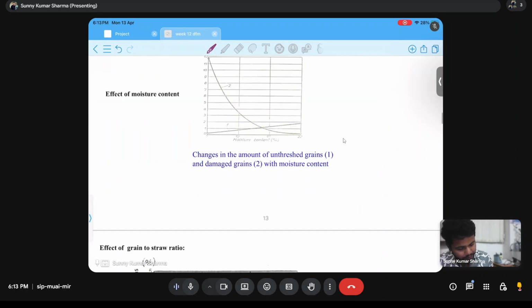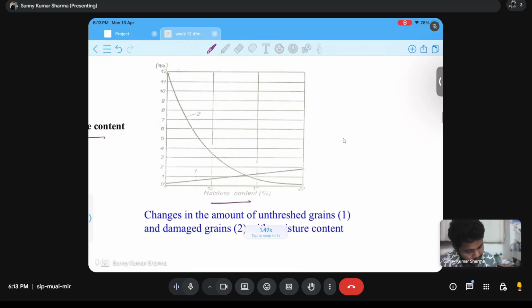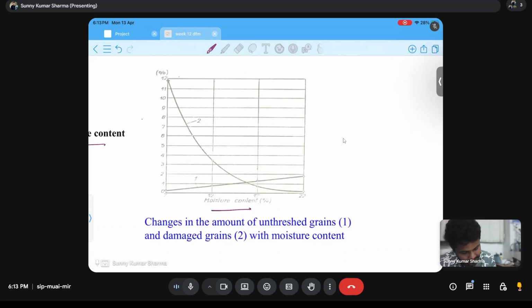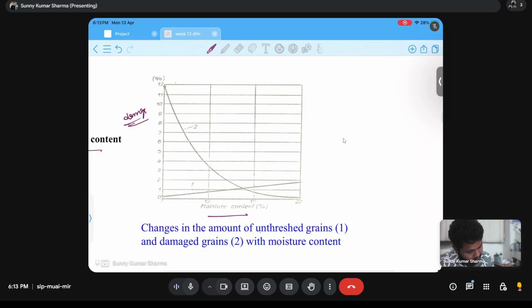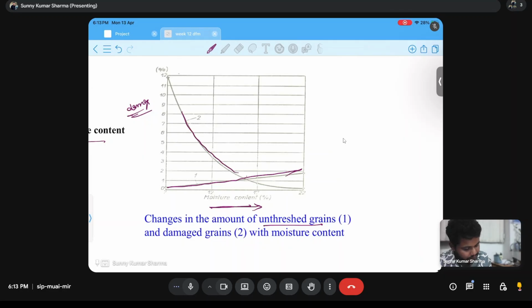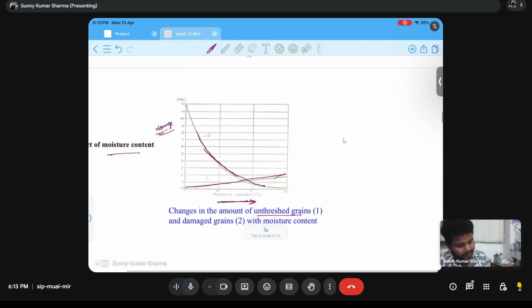Mainly in crop parameter, moisture content of the crop is there. Here you can see the graph plot for moisture content and damage percentage. The first one is unthreshed grain, this is the unthreshed percentage. When moisture content increases, unthreshed grain increases. This you can conclude from the graph, and this is for damaged grain. When moisture content increases, damaged grain decreases. This is for moisture content.